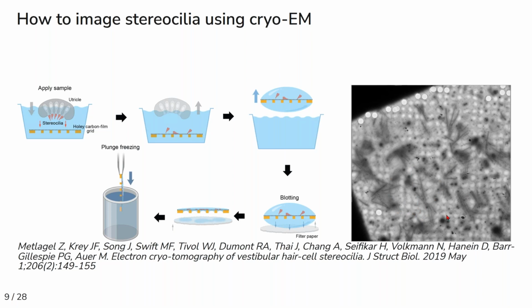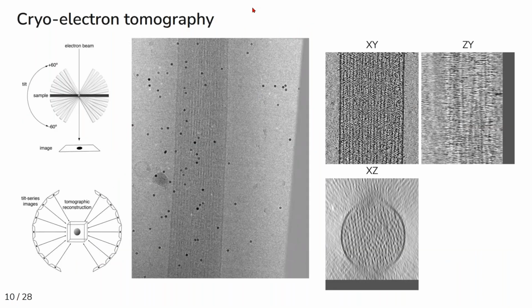So what we can then do is take high magnification images. We were mostly interested in the tip of these stereocilia, so wherever one of these tips lined up with a hole in the carbon film, we could take pictures. The way we took these pictures is we used cryo-electron tomography. And since I'm not sure how familiar people are with this technique, I will briefly introduce it.